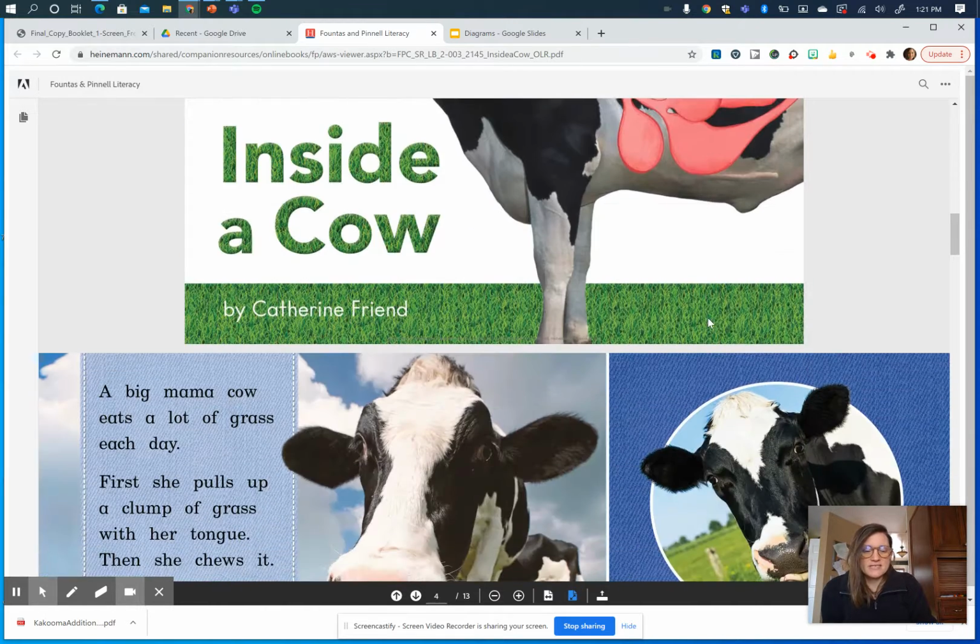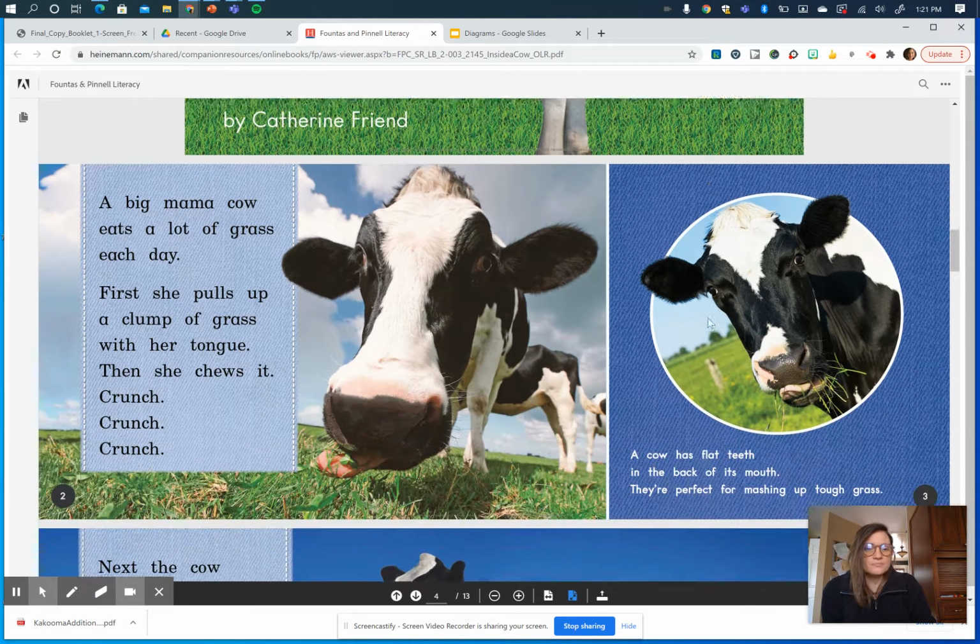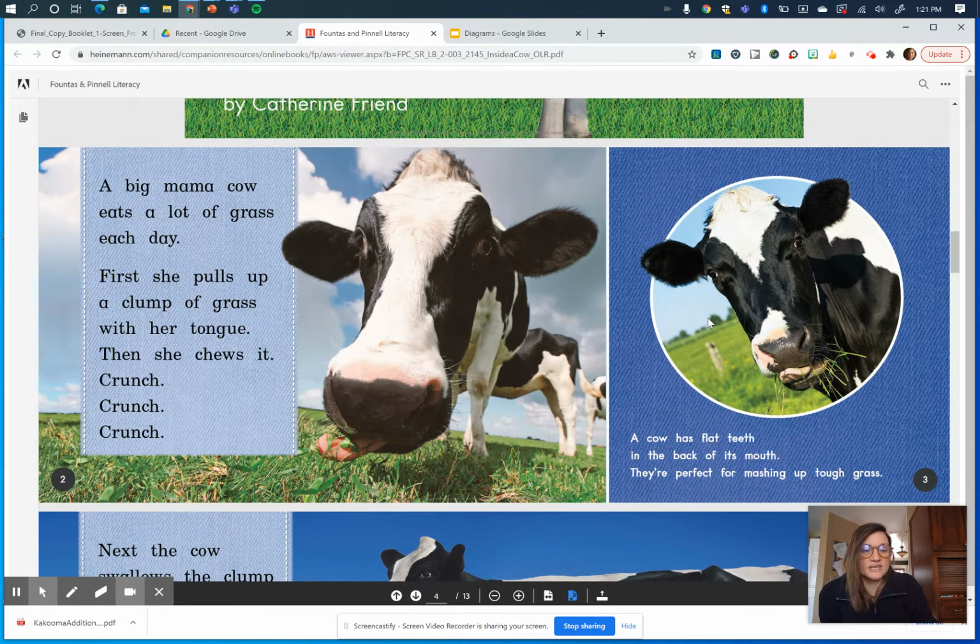So inside a cow. A big mama cow eats a lot of grass each day. First, she pulls up a clump of grass with her tongue. Then she chews it. Crunch, crunch, crunch. A cow has flat teeth in the back of its mouth. They're perfect for mashing up tough grass.